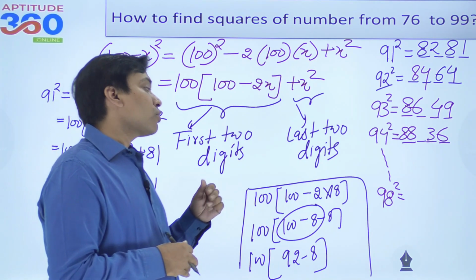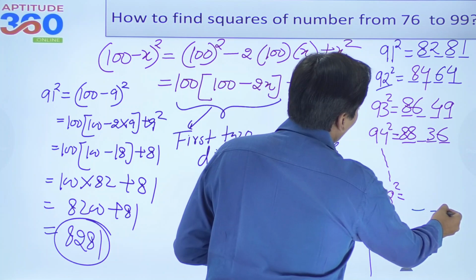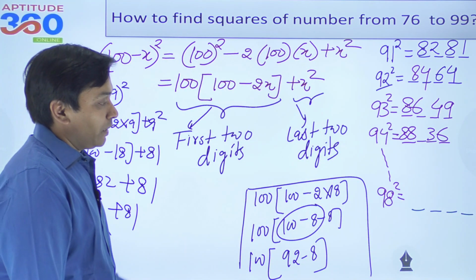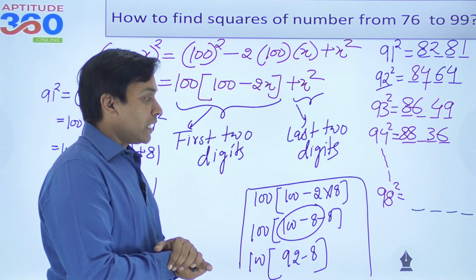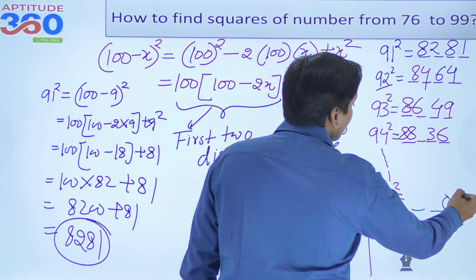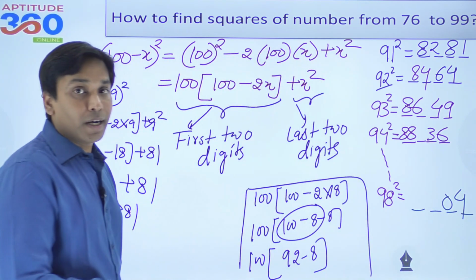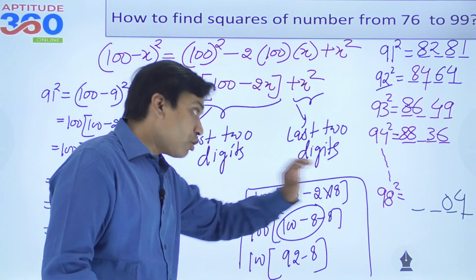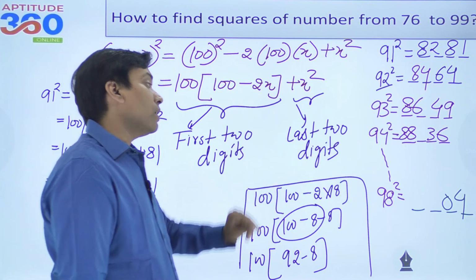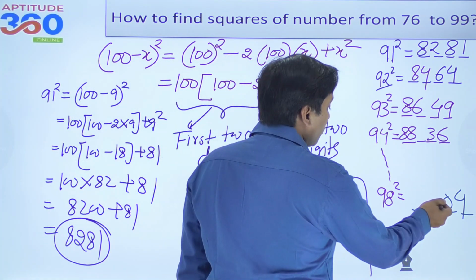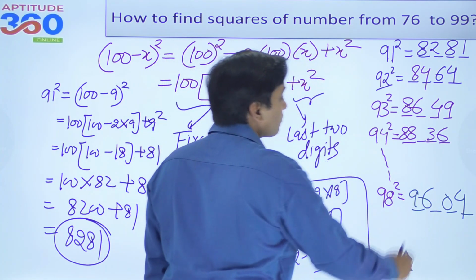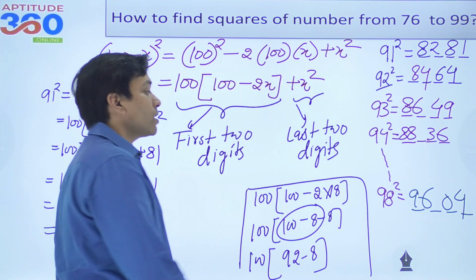Right? So I was talking about 98 square. It's a green color, so it looks good. Tell me, 98 square is going to be how much? 98 is 2 less than 100. So 2 square is 4, but you cannot write 4. You will have to write 04, because you have to fill the last 2 digits. So a 0 has to be added at the tens place. And how about this number? 98 minus 2 is 96. 9604. Nothing could be simpler.